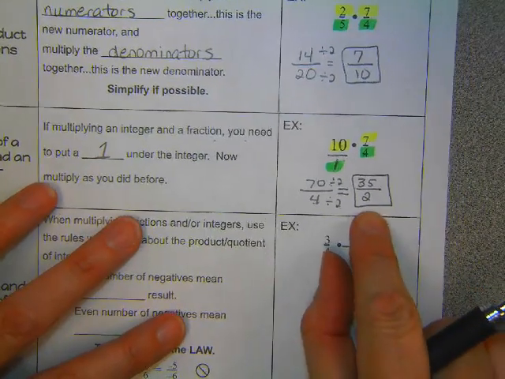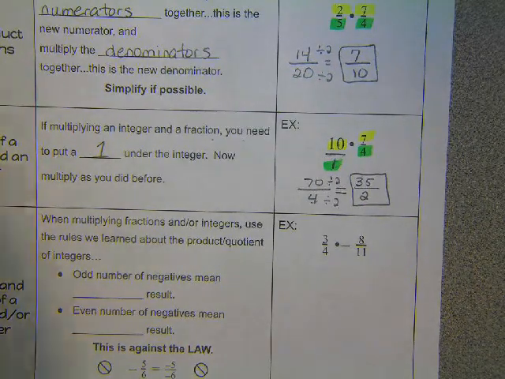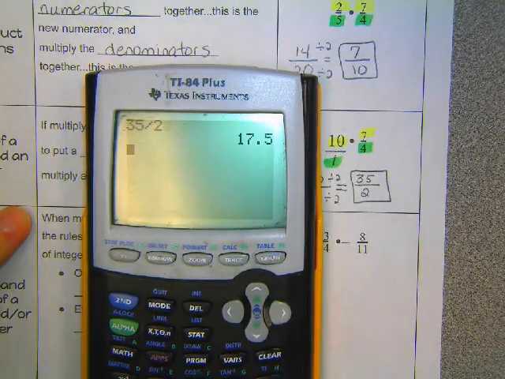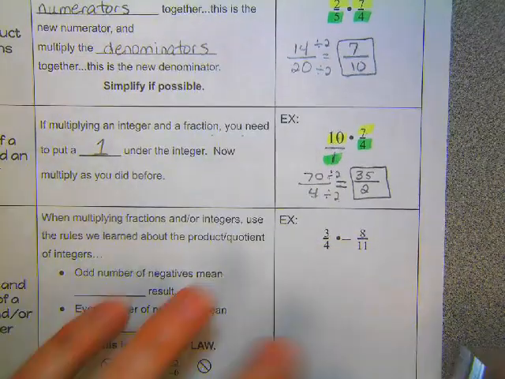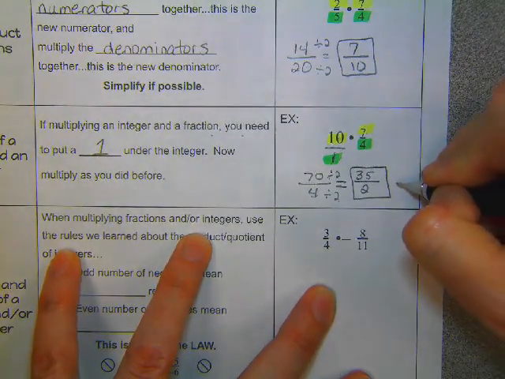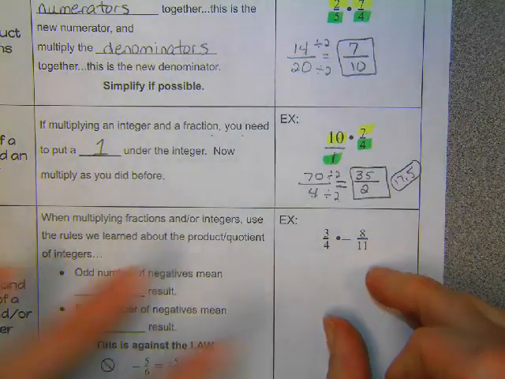Sometimes, if it's an application-based problem, you might decide to take your handy calculator and say 35 divided by 2, and that is 17.5. If it doesn't ask for a fraction result, a decimal result will be perfectly fine.